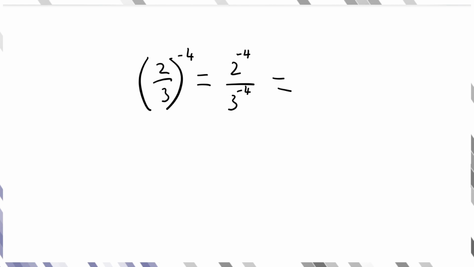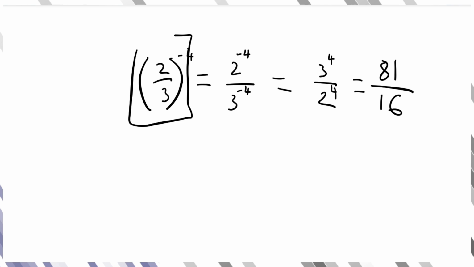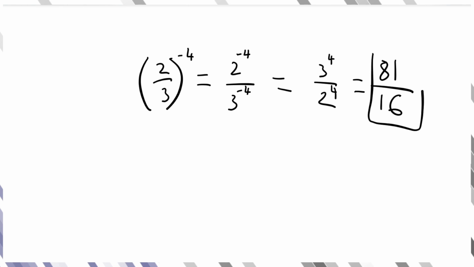So what we can do, the simplest way to deal with this question, is flip the fraction upside down. That's taking the reciprocal of the fraction, so 3 over 2. And then make the power positive, so the power is just 4. And that's it. So 3 to the power of 4, that's 3 times 3 times 3 times 3, that's 81. And then 2 to the power of 4 is 16. So 2/3 to the power of minus 4 is equal to 81/16. So when you have a negative power, you flip the fraction upside down.